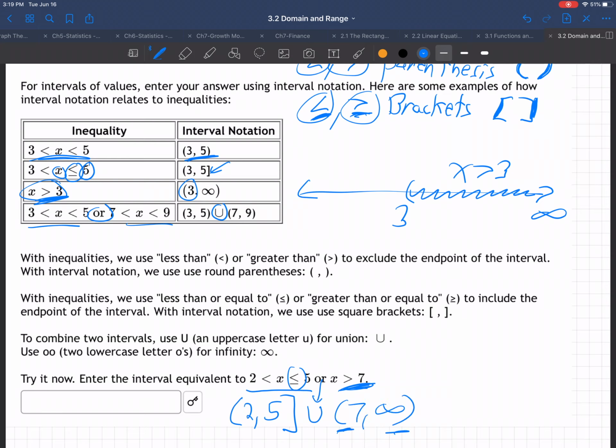Parentheses on both those because there's no equals bar there. And you always put parentheses by infinity because you can never be straight on infinity. You just go towards infinity. You're never straight on it. So there we go.